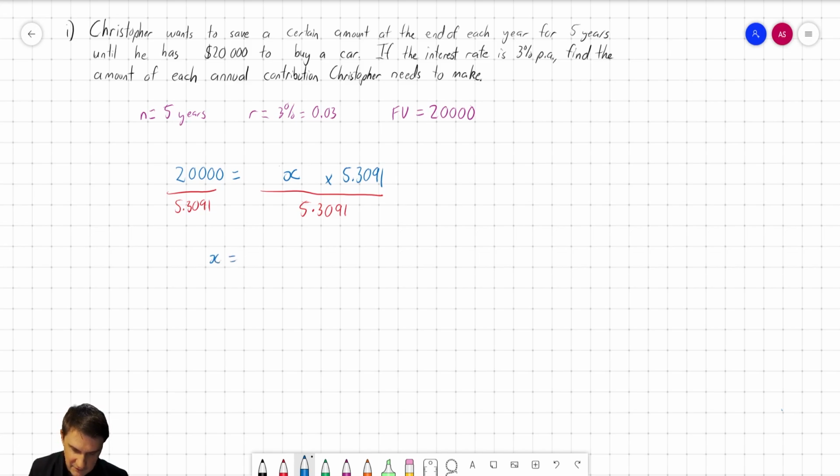Then I'm going to have X is equal to 20,000 over 5.3091. And once we go through and type this into a calculator, we'll find that we'll get an amount of $3,767.12. And that's obviously being rounded to 2 decimal places here. And what this is saying is if we are investing this amount every year for 5 years and the interest earned on that amount, we're going to end up getting that amount of $20,000 in order to buy a car in 5 years' time.